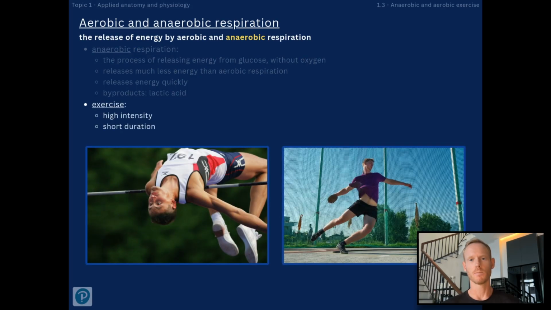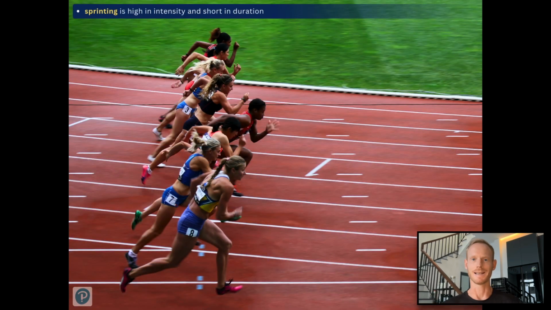Anaerobic respiration produces energy extremely quickly, so anaerobic exercise is high in intensity. It releases only a limited amount of energy, however, and produces lactic acid, which causes muscle fatigue, so anaerobic exercise cannot be sustained for long. For example, sprinting is an anaerobic activity as it's high in intensity and short in duration.